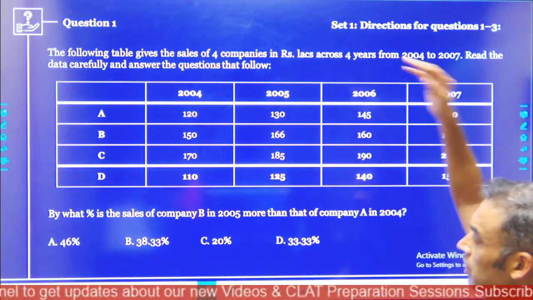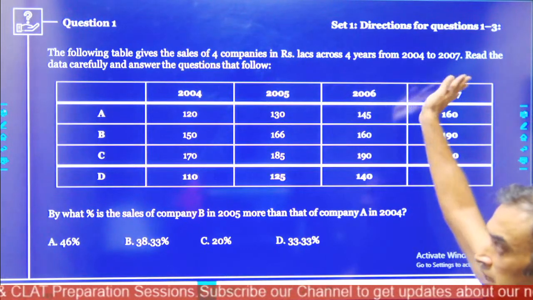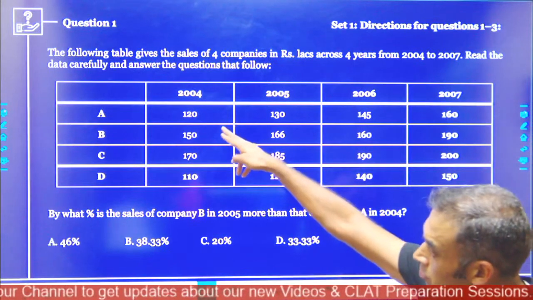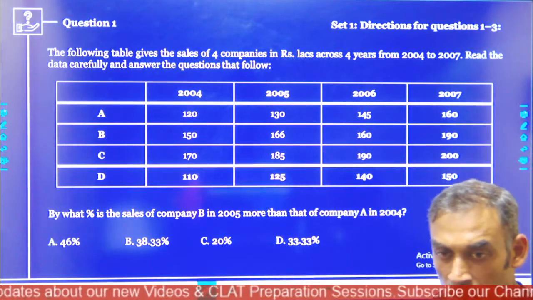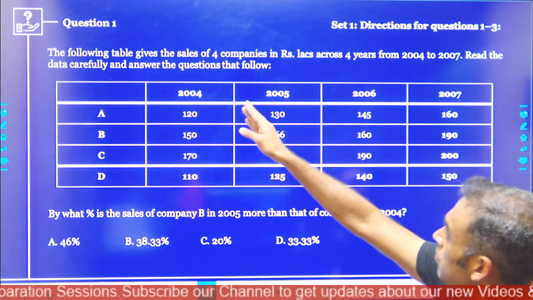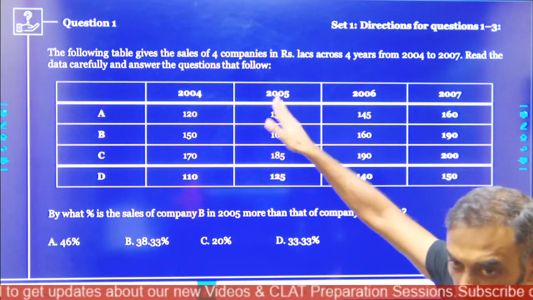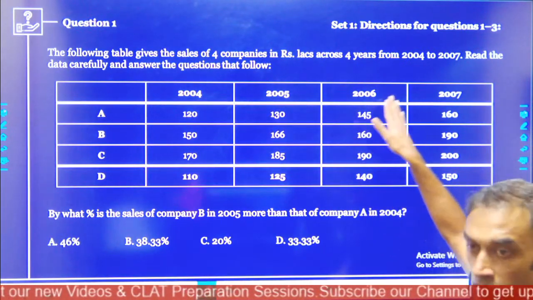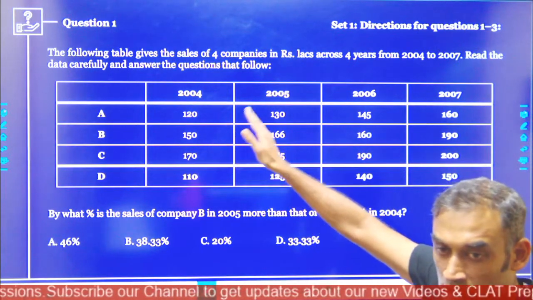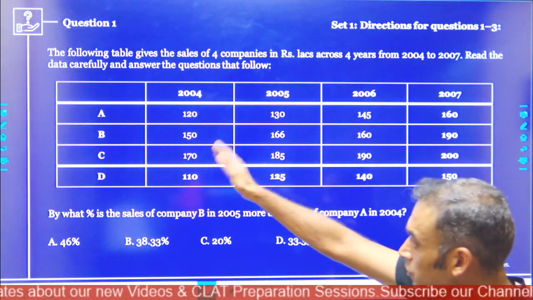So here you are given the data for year 2004, 2005, 2006, and 2007, and companies A, B, C, D. So let's first interpret the data here. 120 lakhs was the turnover in 2004, which became 130, became 145, became 160. Similarly for B, from 150 to 166 to 160 to 190, and so on and so forth. Similarly for C and D.